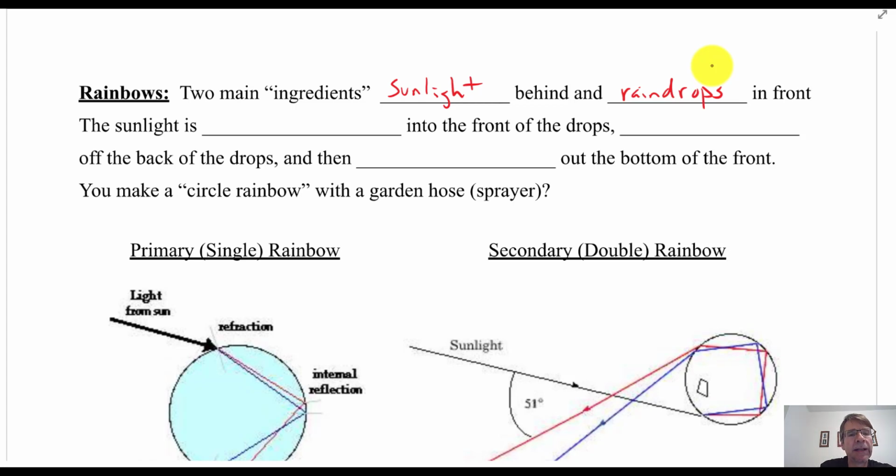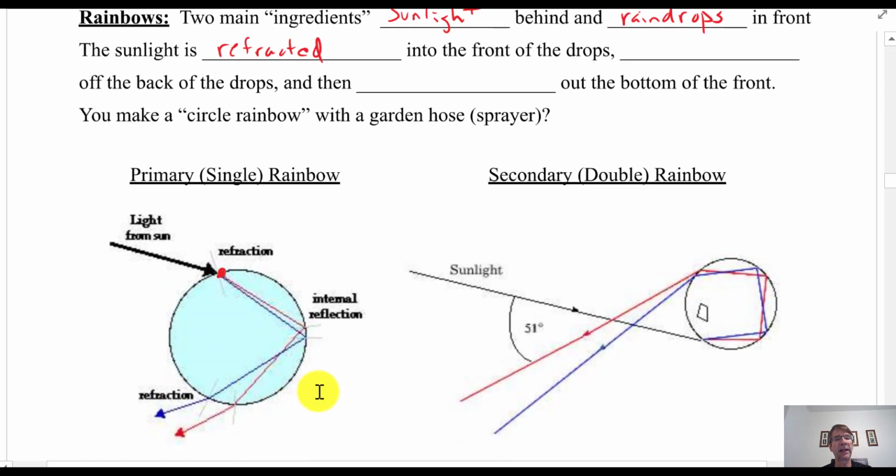The sunlight is refracted into the front of the drops. That's right here. I'll go back down to the diagram. So that dot right down there, that's where the first refraction occurs. We have white light from the sun, and there's some geometry to this. I'm not going to make you memorize these angles, and it spells out the angles in the book as well. But it refracts right here. There starts to be some separation like we just showed you with the prism. So it acts like the prism.